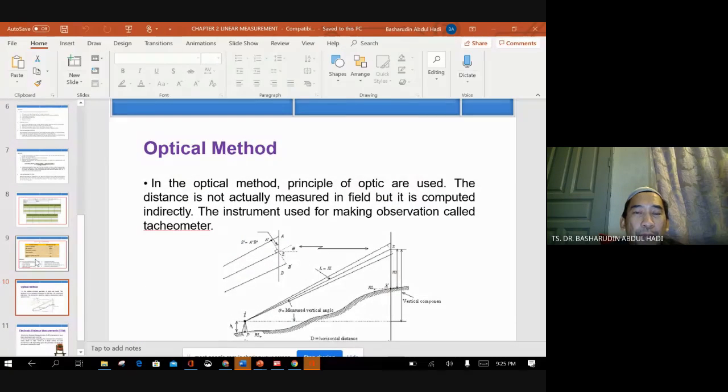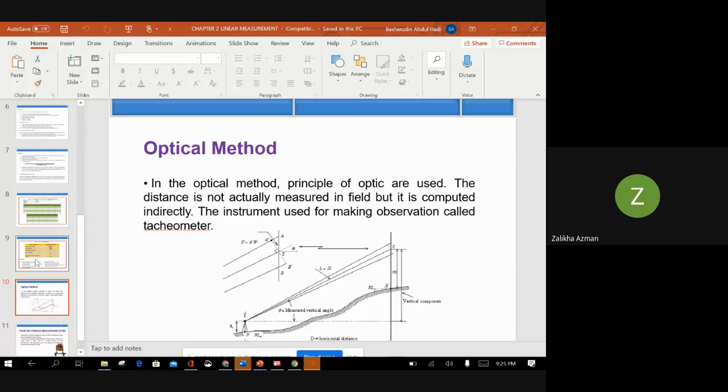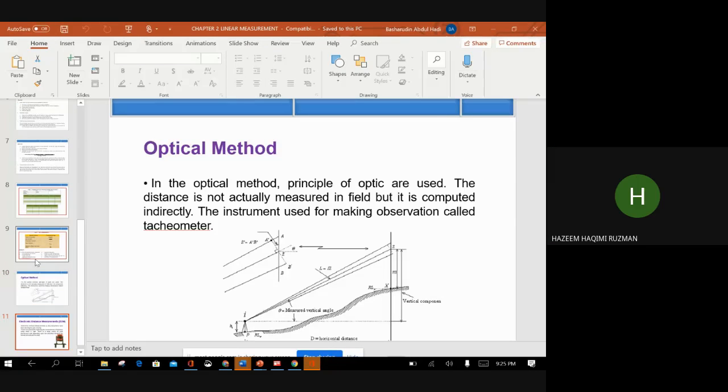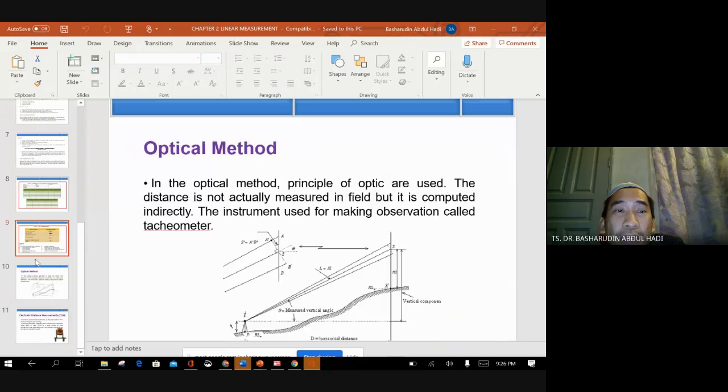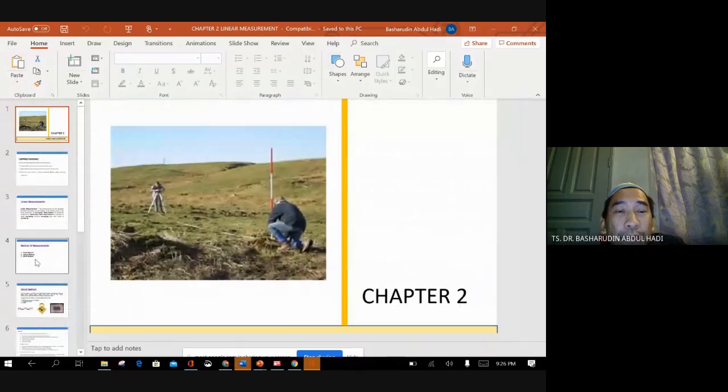This one, you still remember that? Study optical survey? Yes. And the third one is this one, electronic distance measurement, EDM. After EDM, they set up a new one. We call it the total station. That is what we call our chapter 2.